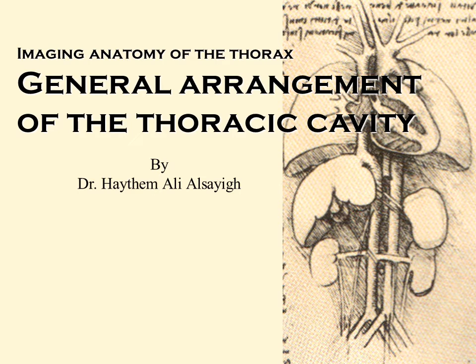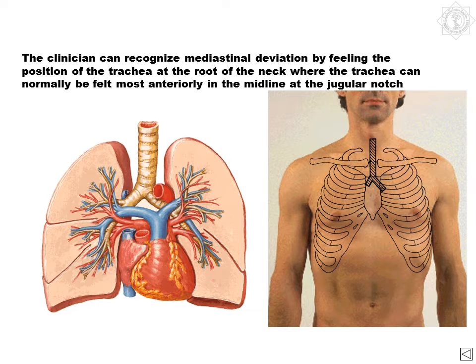General arrangement of the thoracic cavity. From this review, showing that a clinician can recognize mediastinum deviation by feeling the position of the trachea in the middle of the chest wall, at the root of the neck, where the trachea can normally be felt most anterior in the midline at the jugular notch.